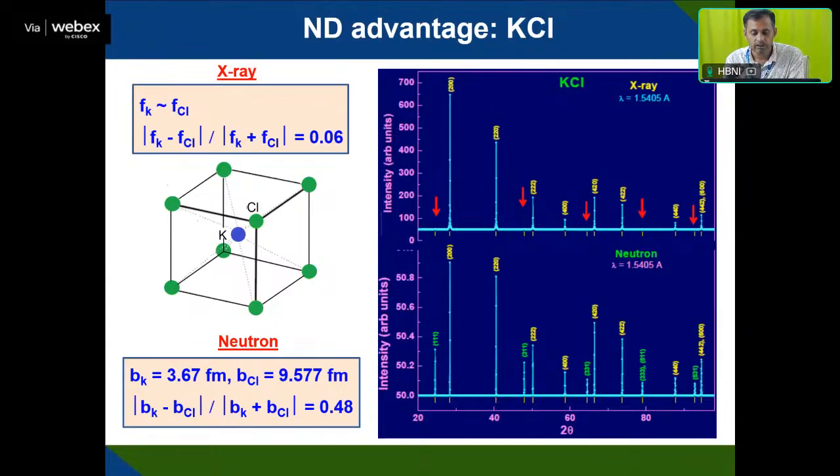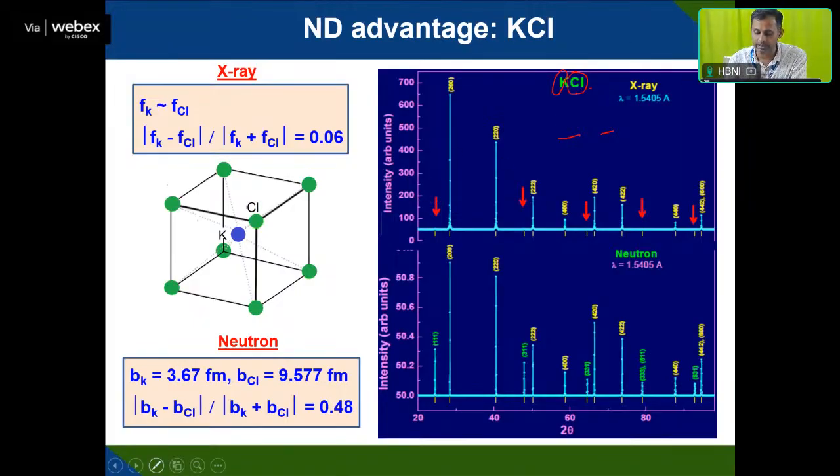So the advantage of neutron diffraction: if you take KCl, in X-ray diffraction K and Cl are isoelectronic. Because of that the 111 peak was missing, as we discussed in the case of KCl, but in NaCl we used to observe this peak because Na and Cl are not isoelectronic. Because of isoelectronic K and Cl, destructive interference takes place, so this peak completely disappears.